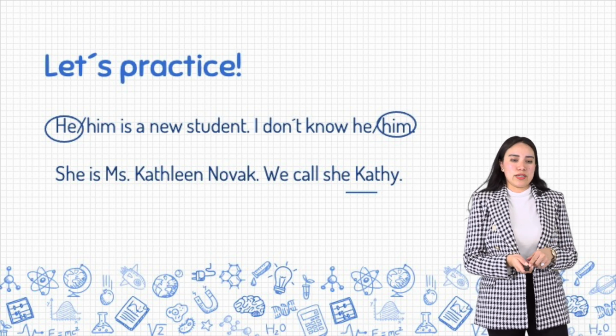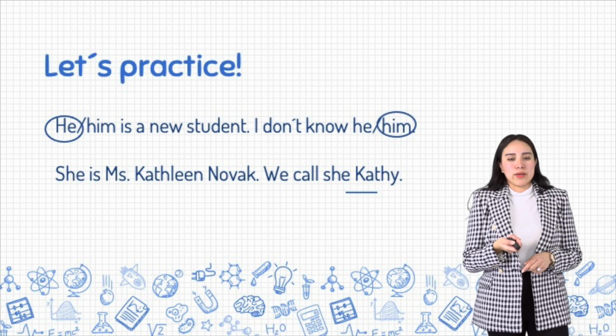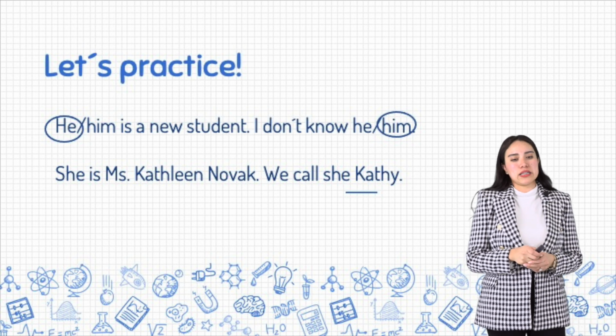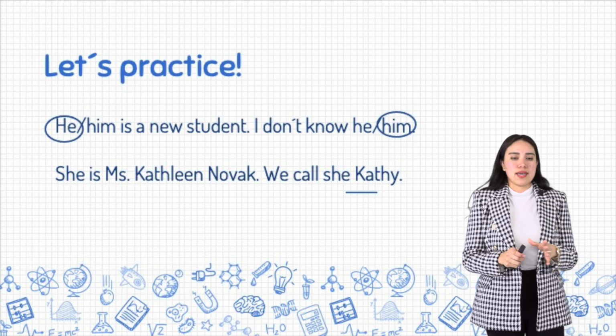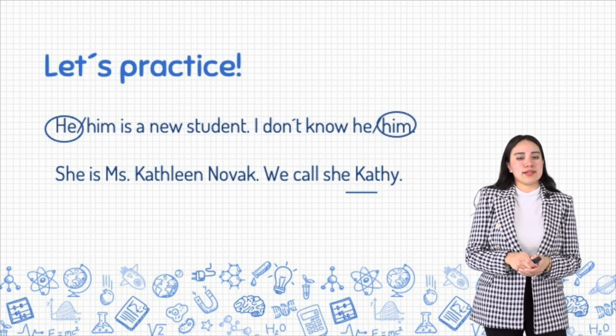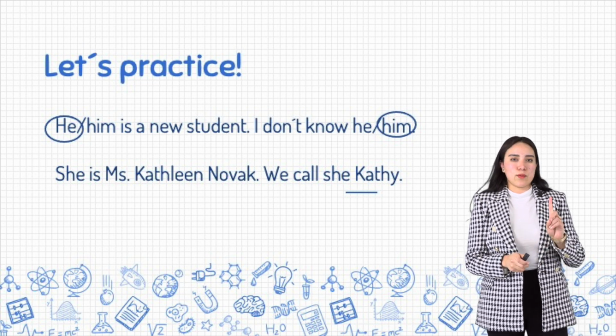So I don't know him. Okay, what happened in the following case? In the following case, we are gonna find this mistake. All this sentence is right. So in this case, we only have one mistake.